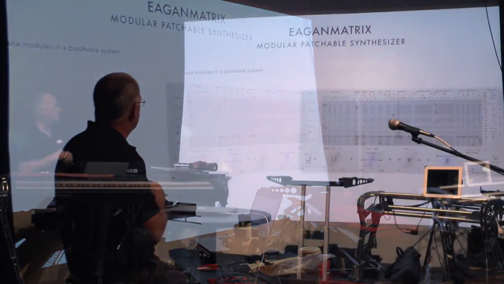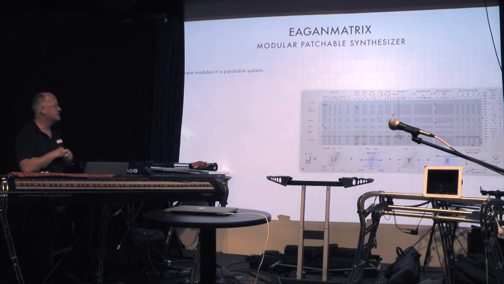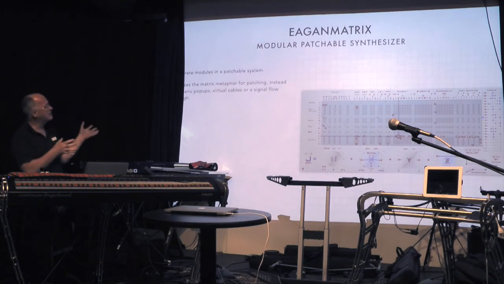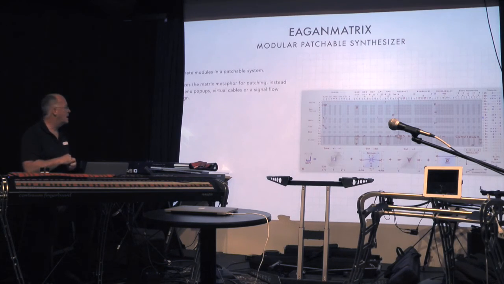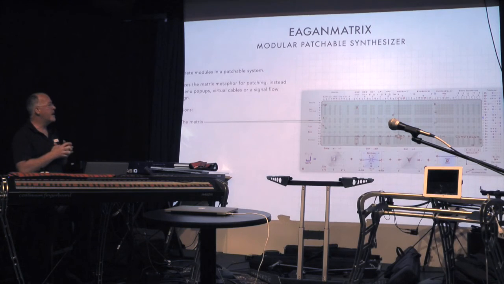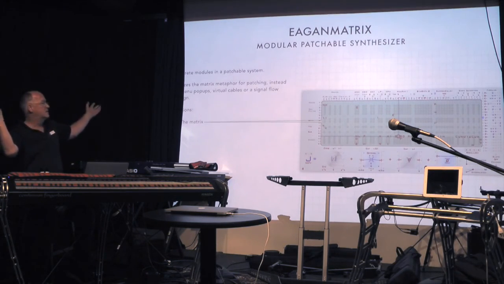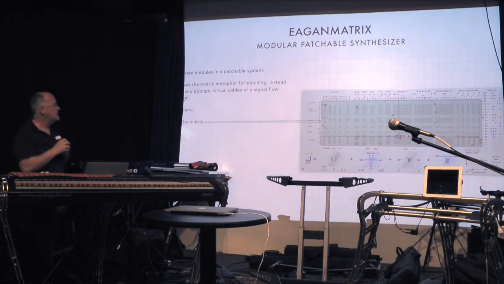There's the EaganMatrix area. It's basically a big patching system. It uses this metaphor for patching instead of using anything like pop-up structures or a GUI or a predefined signal flow type of structure. It's very, very compact. That's why I like it. So you can really get an overview and see the entire sound structure at a glance.